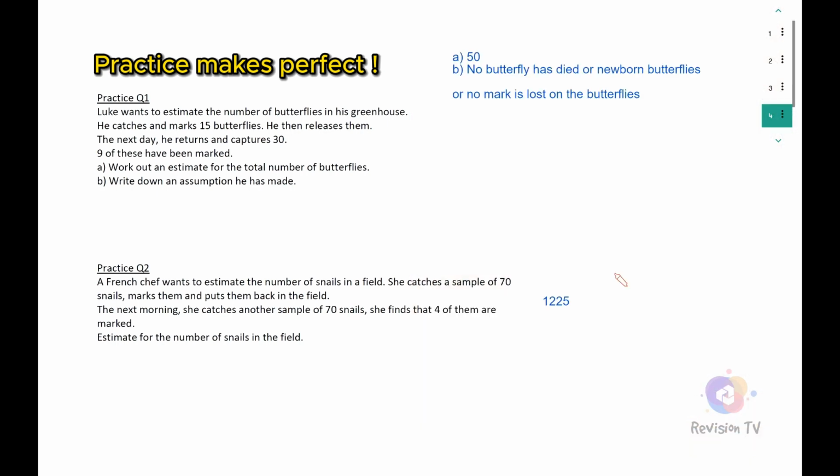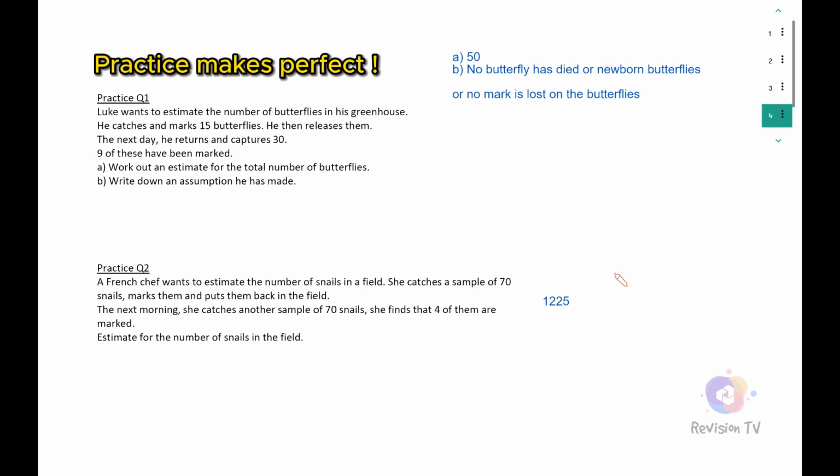Here are the answers. Question 1, A is 50. B, no butterfly has died or newborn butterflies. So that means there's no in and out, the population is the same. Or you can say no mark is lost on the butterflies. So all the marks you put on there still remain there. Question 2, the answer is 1,225. If you got it all correct, time to move on. Well done. Move on to the last question 3.